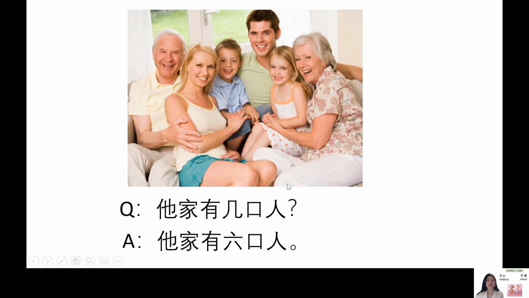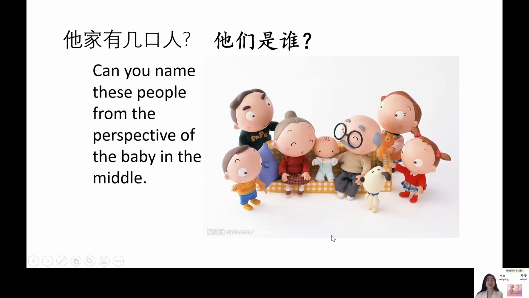Let's count together. 1, 2, 3, 4, 5, 6. We say, 他家有6口人。Great. Let's see, we have a picture here. Now let's think about 他家有几口人？他们是谁？ Who are they? Can you name these people from the perspective of the baby in the middle?